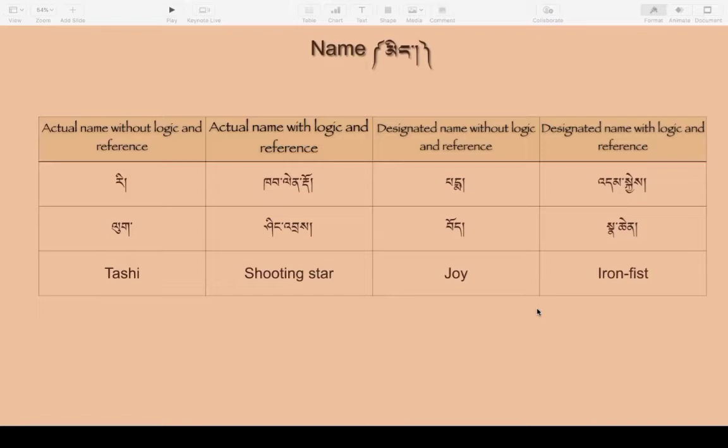Similarly, designated name has two types, two subgroups. First one is designated name without logic and reference. So these are designated names which do not have any logic or reasoning. It's just a name that someone wanted to give. So for example, someone wanted to give their child the name Pema. So therefore it is called Pema. And the second one is designated name with logic and reference, like Damge or Nache or Iron Fist, which are names designated to things, but with a certain characteristic. So these are the two different types of names.